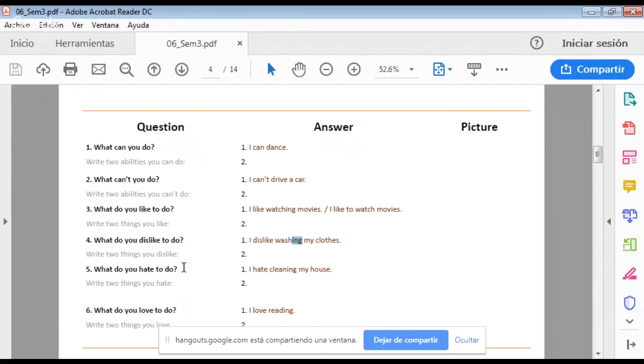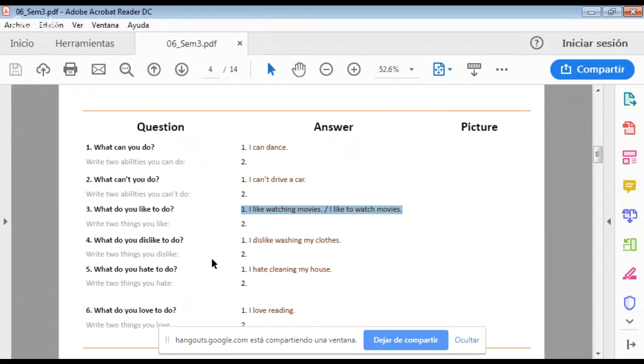El que sigue, que odian hacer. What do you hate to do? Pueden decir, I hate cleaning my house or I hate to clean my house. Otra vez pasa lo mismo que con like, recibe tanto el infinitivo como el ing. I hate cleaning my house, I hate to clean my house. I like watching movies, I like to watch movies, etc.